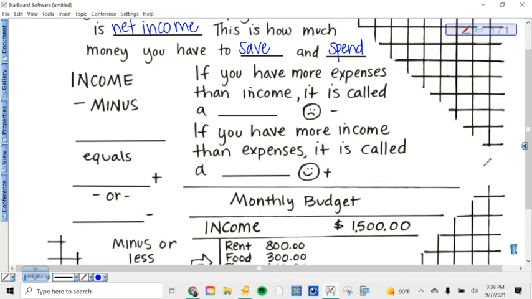So if you have more expenses than your income, it is called a deficit. And a deficit is bad. It has a sad face next to it because it means you're in the negative. You spent more money than you earned. And if you have more income than expenses, it is called a surplus.